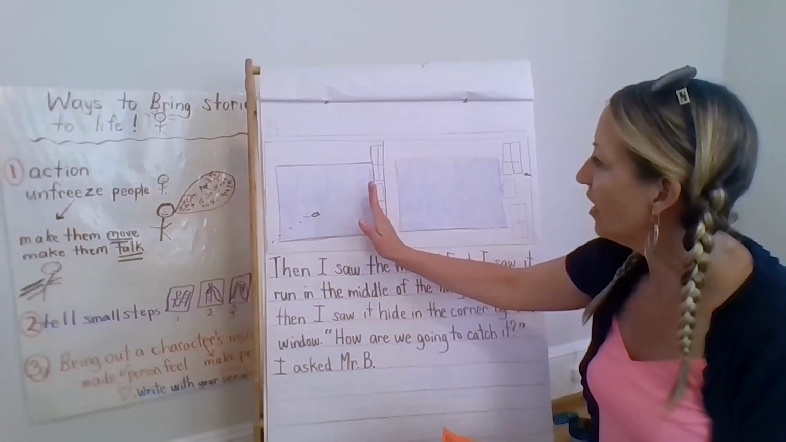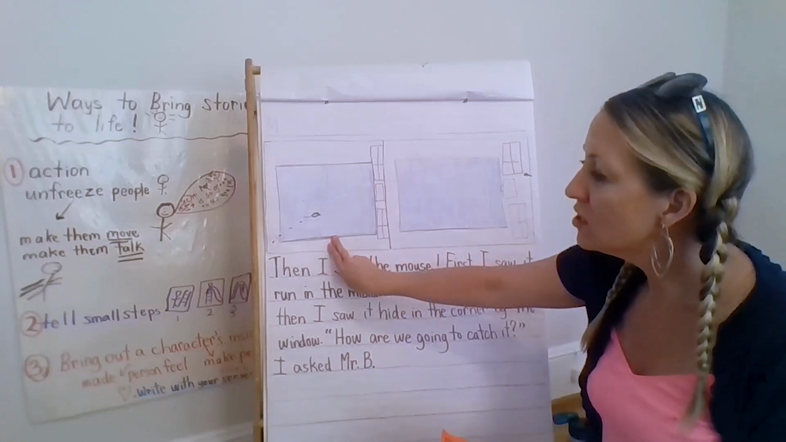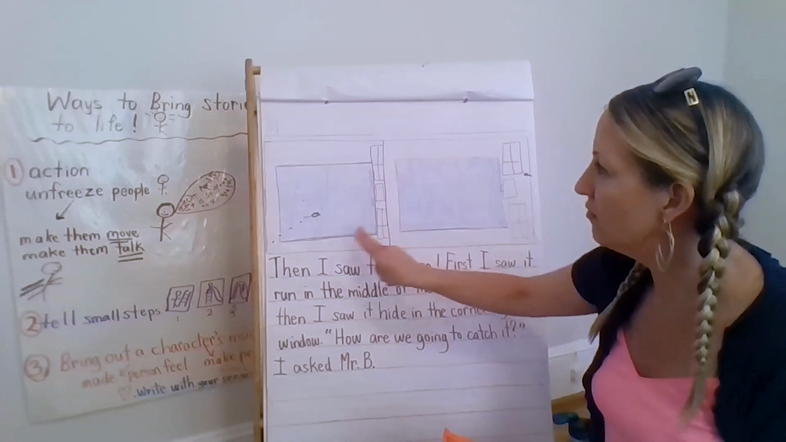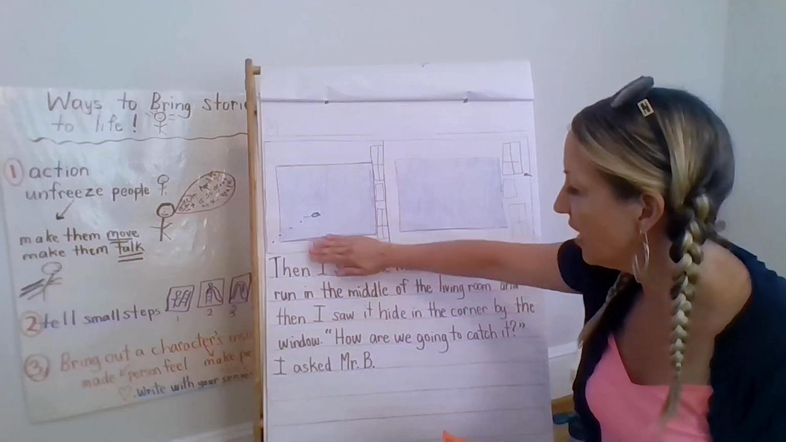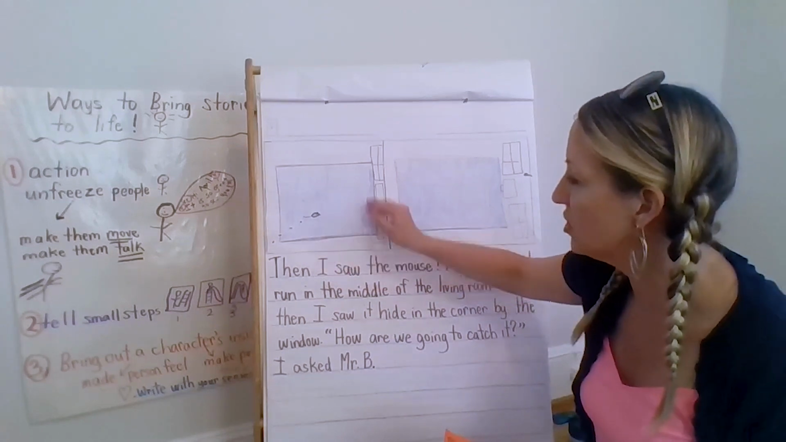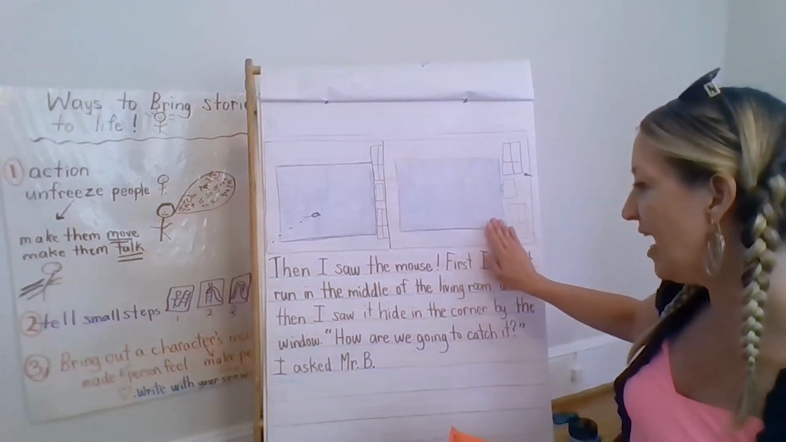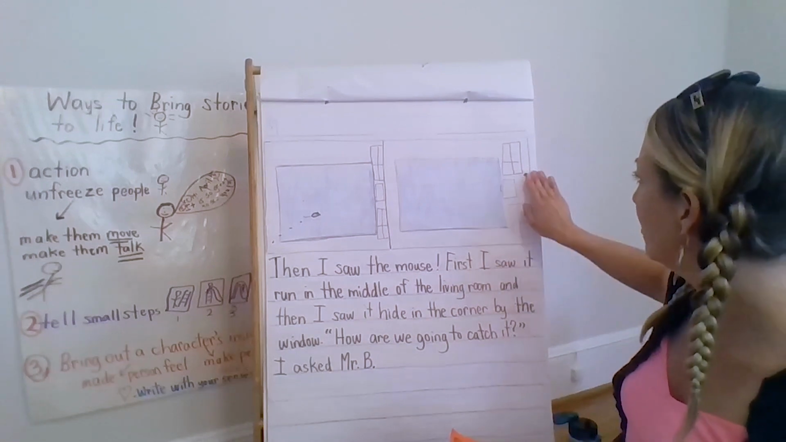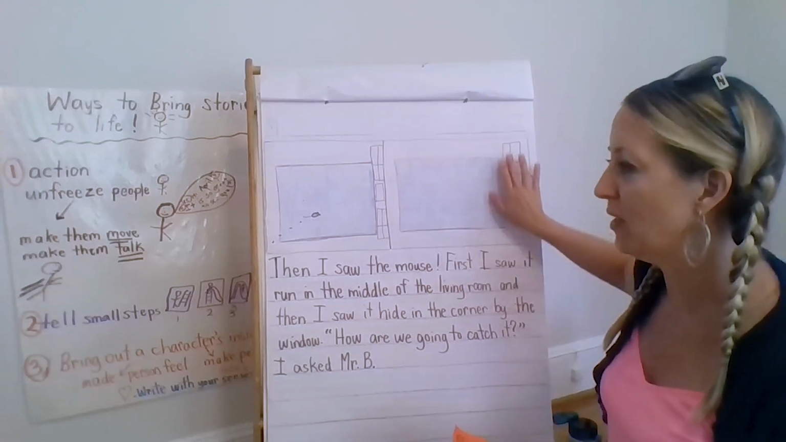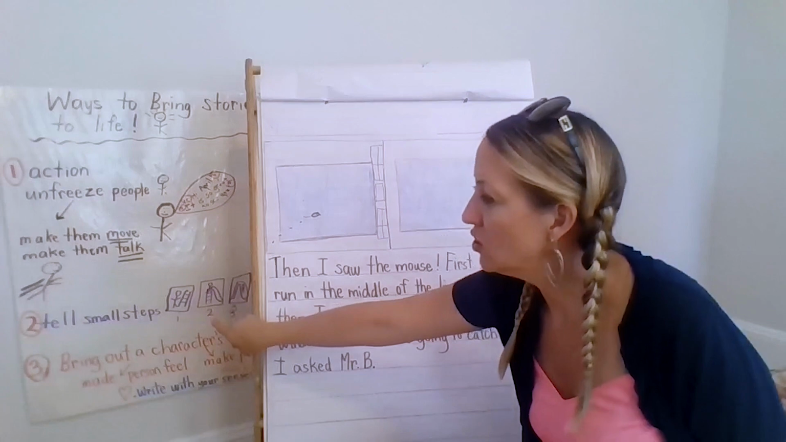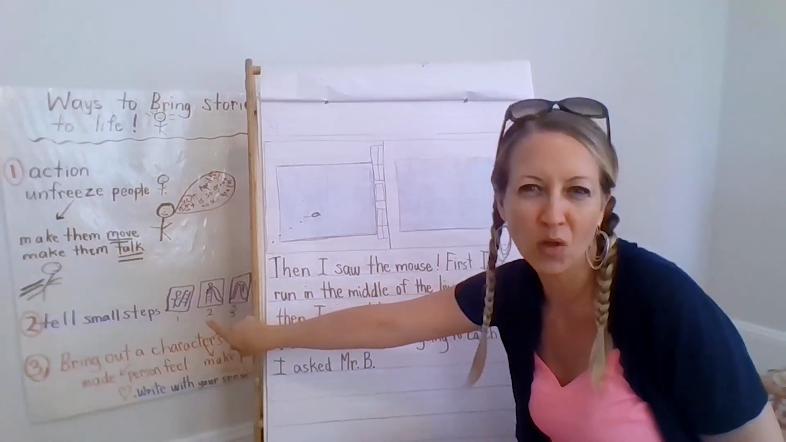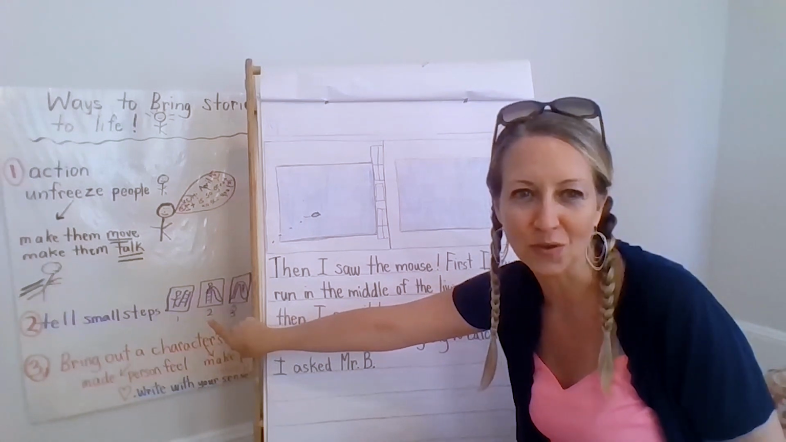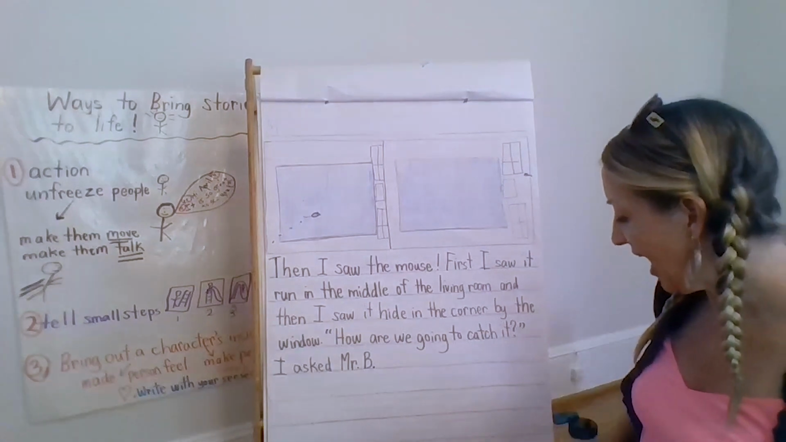Now I went back and I added more to my illustrations. I added the small steps of the middle. So first, I saw it in the middle of the living room, which is this picture. And then next, I saw it hide in the corner by the window, which is this picture. So I chose to tell some smaller steps in the middle of my story. Let's see what I can add.